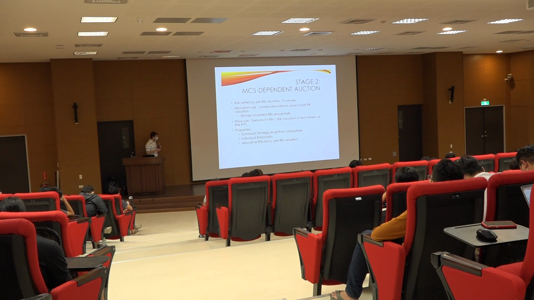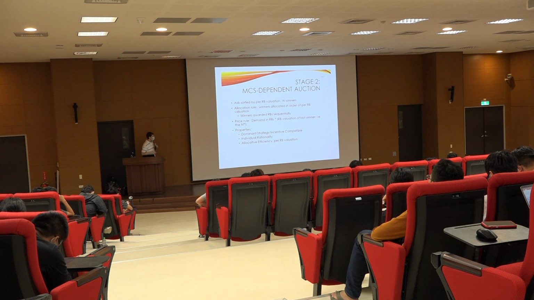Now, because of this pricing rule and allocation rule, it results in a dominant strategy incentive compatible auction. People will be willing to tell the truth about how much they want and how much they're willing to pay. It permits individual rationality, as you only pay if you win. If we charged people for entry into this auction, it wouldn't be individually rational. It's allocatively efficient on per resource block valuation. So this effectively says, if you value a resource block more, you can get that resource block.